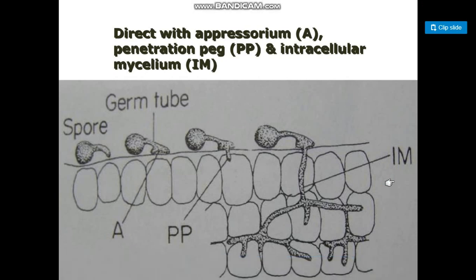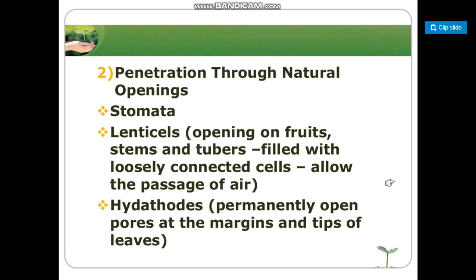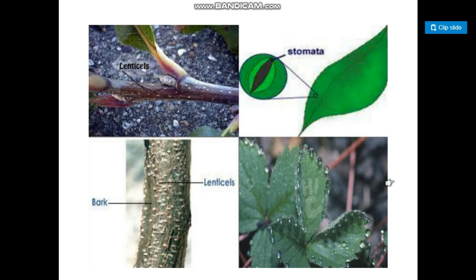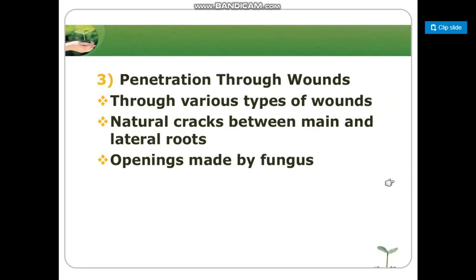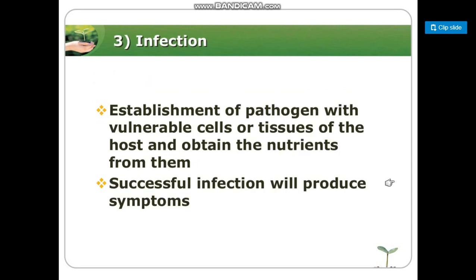This diagram shows the direct with appressorium, penetration peg, and intracellular mycelium. Penetration through natural openings like stomata, lenticels, and hydathodes. In the first diagram, we can see the lenticel and penetration through stomata. And penetration through wounds, through various types of wounds, natural ones like cracks between main and lateral roots, and openings made by fungi.